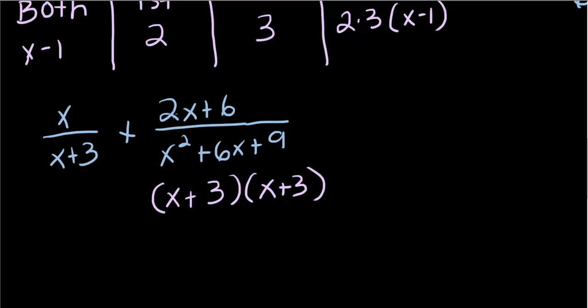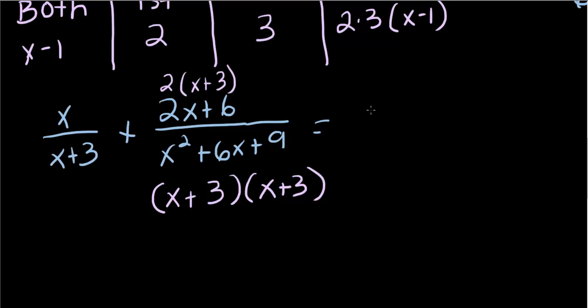Okay? And if you notice here on the numerator, I can factor it as well, and it will become 2 times x plus 3. Why would I want to do that? Because if I do that, I can simplify this and I can work with smaller numbers or with smaller expressions. So let's see what happens when I rewrite this.